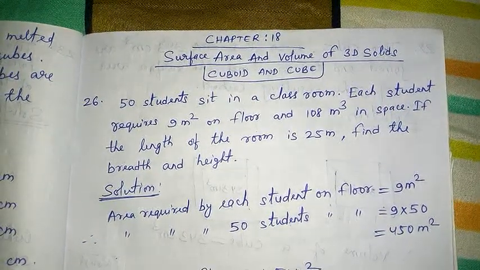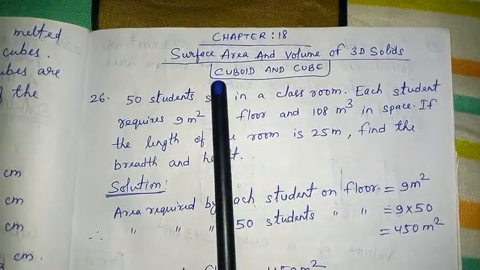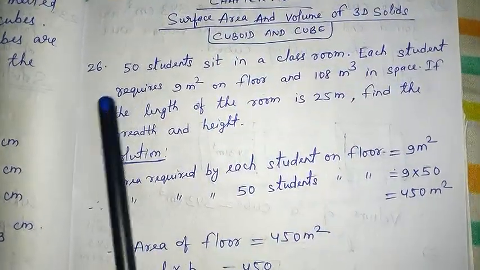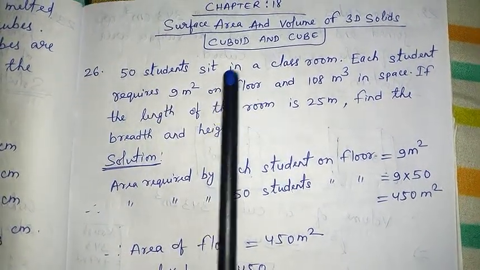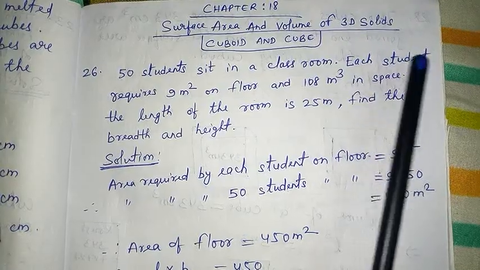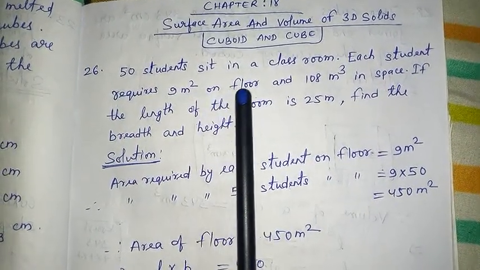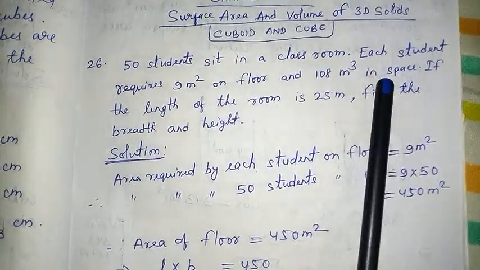Class 9 children, today again we will discuss chapter 18, surface area and volume of 3D solids, cuboid and cube. Question number 26. 50 students sit in a classroom. Each student requires 9 meter square on floor and 108 meter cube in space.